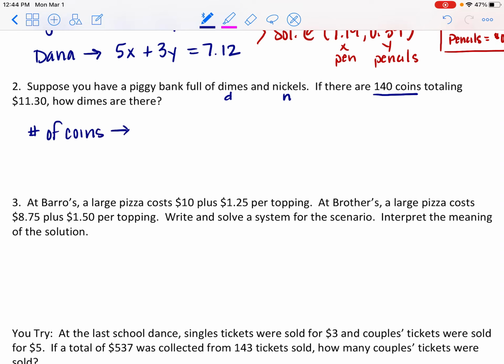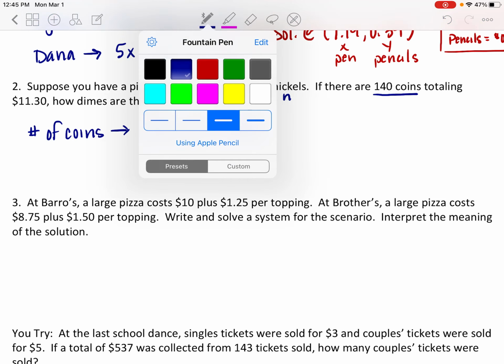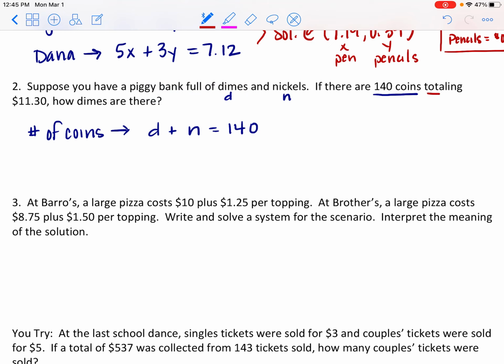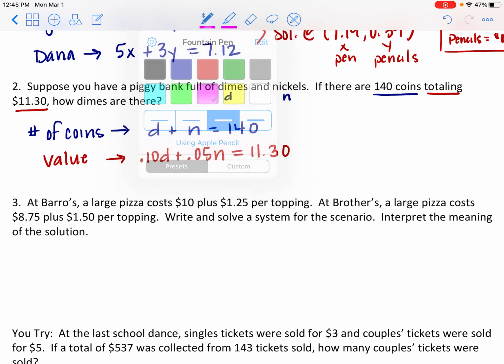It says that there are 140 total. That means the number of dimes plus the number of nickels has to be 140. Now the second piece of information they're giving us is about the total value. So we're going to make a second equation for the value. We know that it's 10 cents for every dime plus 5 cents for every nickel, and all together that's going to total $11.30. Okay, so we have to use the information that we're given in order to write our system.